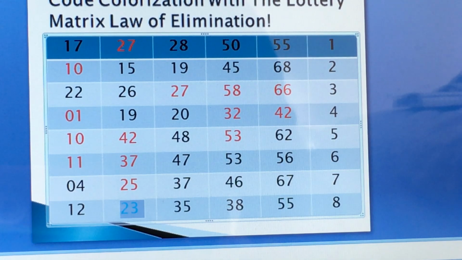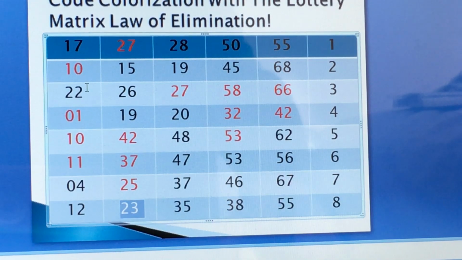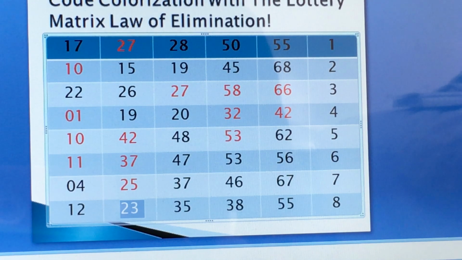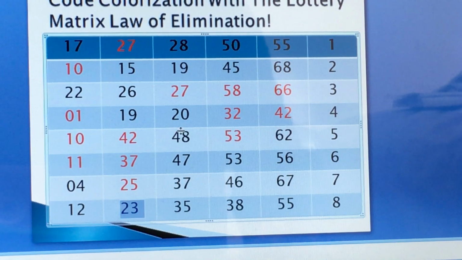So let's color it white, back to white again, because nope, you cannot see that color. So let's color it a different color you can see. Yeah, this one you can see a little bit better, and you can see that 23 was eliminated from the matrix.